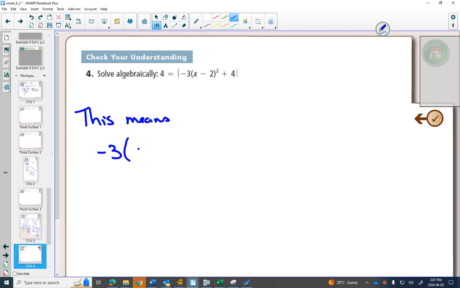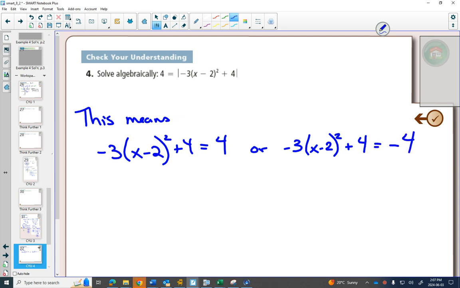The whole inside the absolute value either could equal 4, or the whole inside could be -4, because then the absolute value would make it 4 anyways. So these are the two things that we have to check and solve. Well, how would I go about solving these?